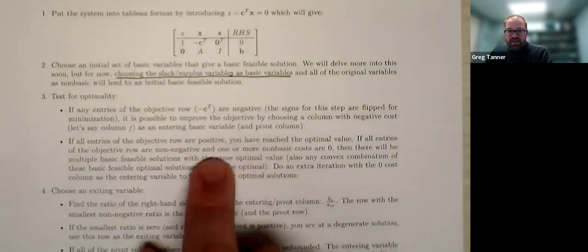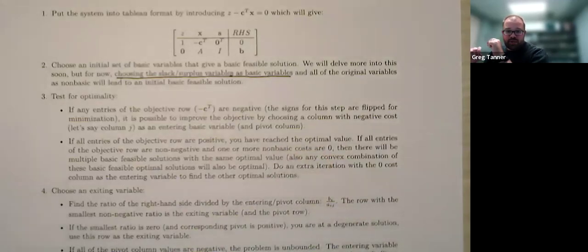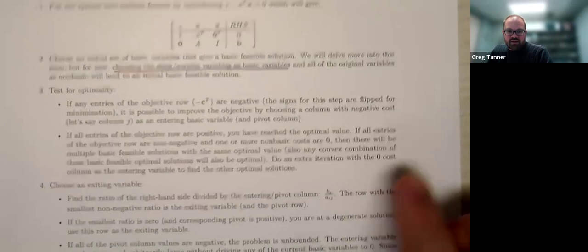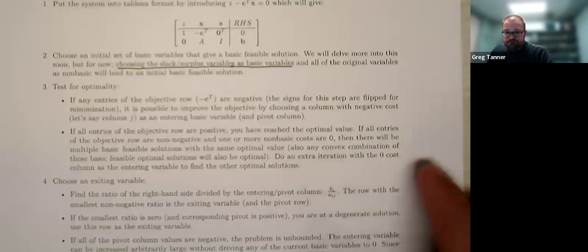If all of them are non-negative and some non-basic variables have 0 objective value, then there will be multiple equivalent optimal solutions. Sometimes we get a tie where multiple corner points have the same objective value, and then the entire edge between them also has the same objective value. That happens. There might be multiple optimal values. If we wanted to, we could do another iteration with that 0 cost column as the entering variable to find the other optimal solutions.